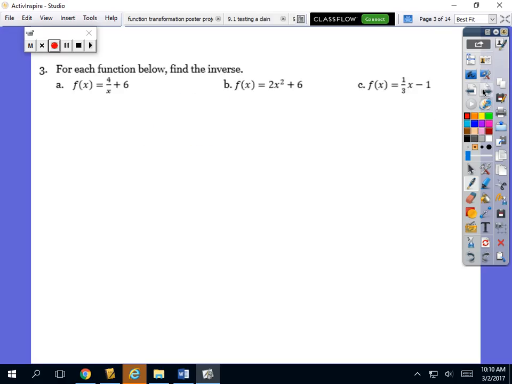The degree is 2. For each function below, find the inverse. So remember to find the inverse, you replace the f of x with y and switch your x and y, and then isolate the y.